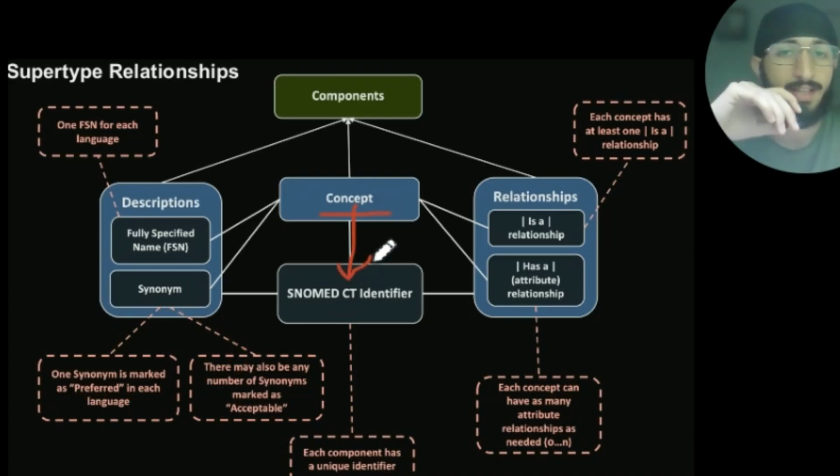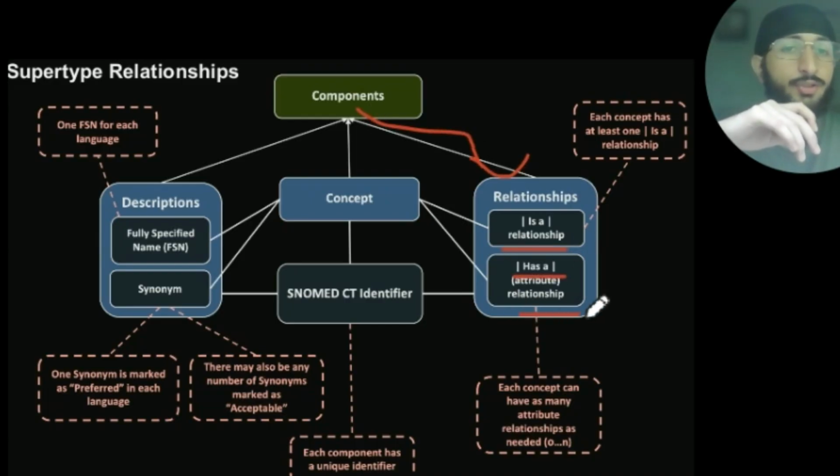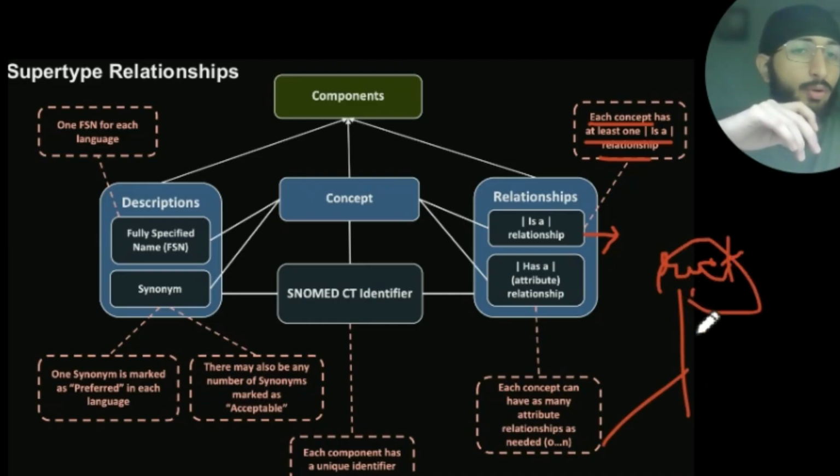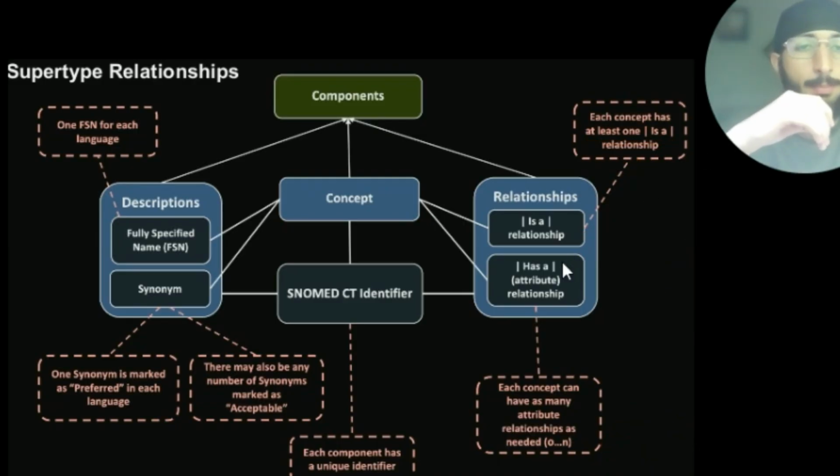Then for the concept, we have the SNOMED CT identifier, which is the concept ID. Each component has a unique, unambiguous identifier, which is also machine readable, so it allows the machine to read it. Then we have the relationships: is-a type relationships and attribute type relationships. Each concept has at least one is-a type relationship, except the root, because the root does not have any parent. The root is at the top of the tree, and all other concepts branch out from it as children. Then we have attribute type relationships. Each concept can have as many attribute relationships as needed, 0 to n. This is what is explained here, and I'll show you the explanation as well.